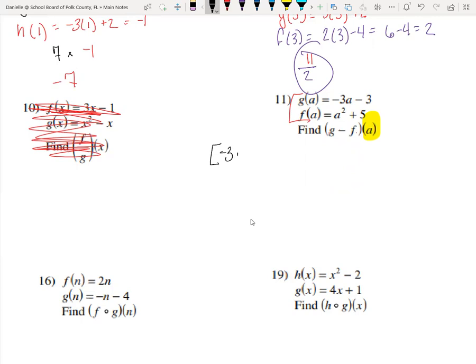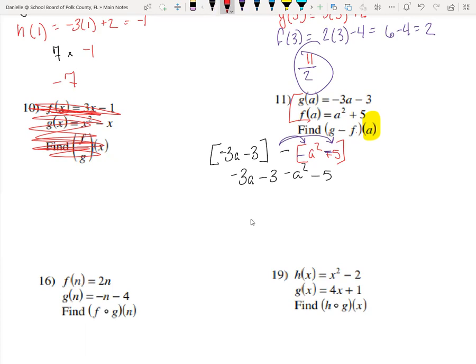g is negative 3a minus 3. We're going to put a minus sign in between, and then our f, which is a squared plus 5. I cannot get rid of my parentheses until I have distributed that negative sign everywhere. So now I have negative a squared, and my positive 5 will also become a negative. We're changing the signs. So now I can delete my parentheses. So I'll have minus 3a, minus 3, minus a squared, minus 5, a whole lot of subtraction.